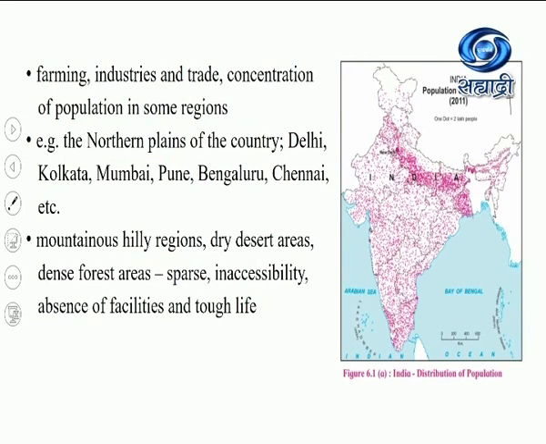But when we talk about the mountainous and hilly areas, population becomes very, very less. Similarly, in the western region, we have Marusthali, a dry desert region. So in this region, population density becomes less. Again, in the extreme eastern region, there are dense forest areas which are highly inaccessible, and there is an absence of facilities and a very tough life people have to spend. So thus population distribution becomes very sparse, and so the population density is also very, very less.